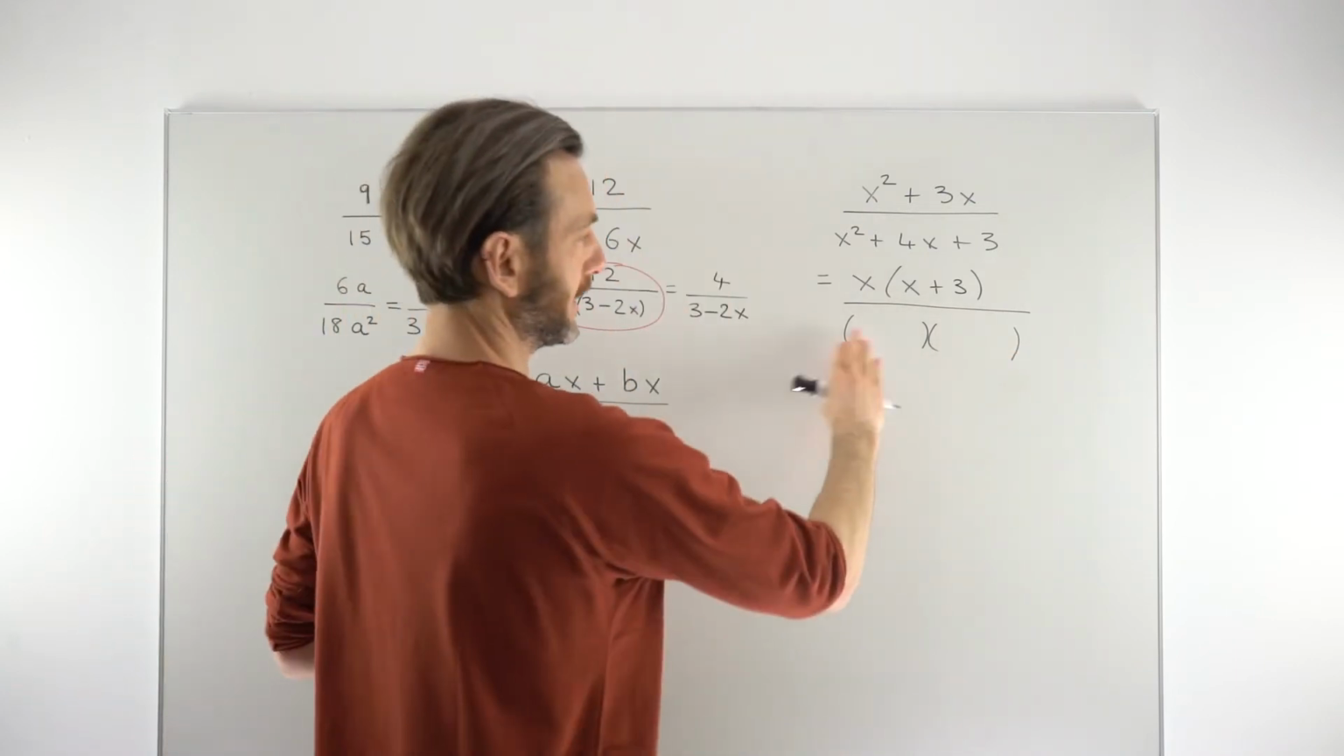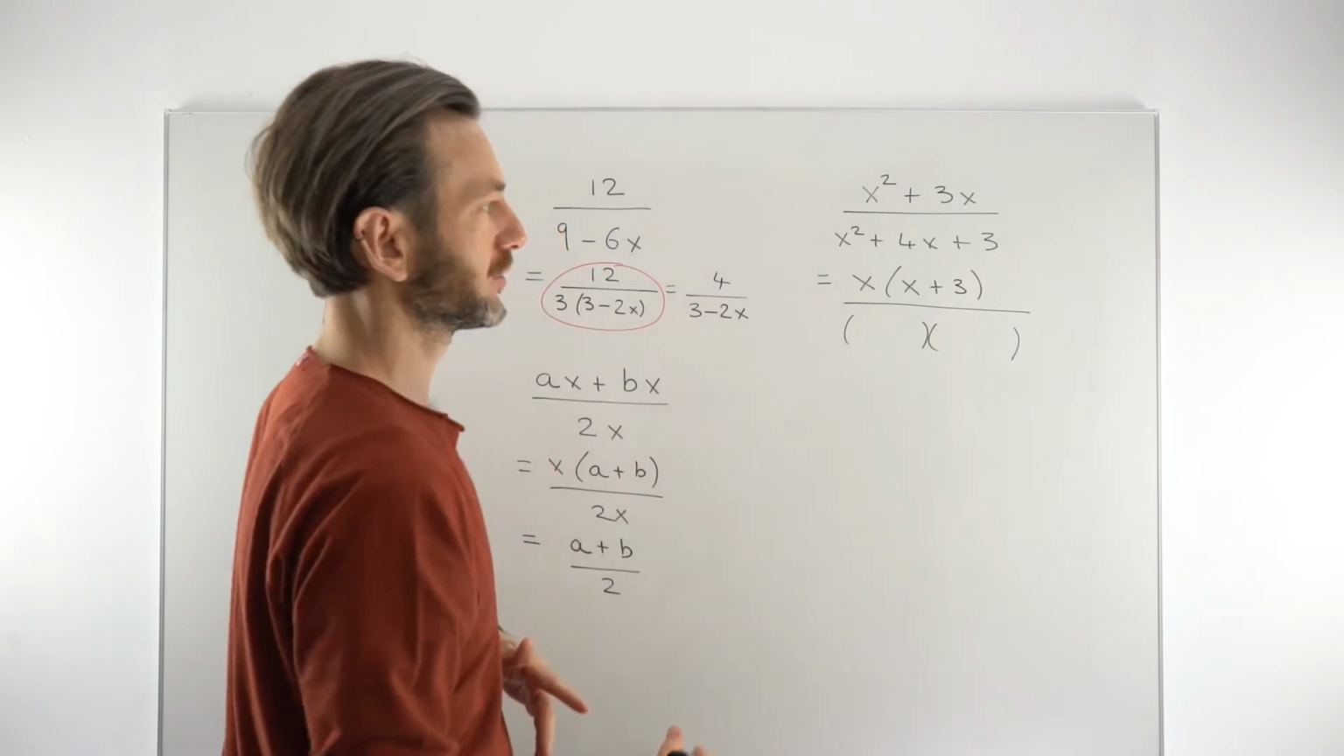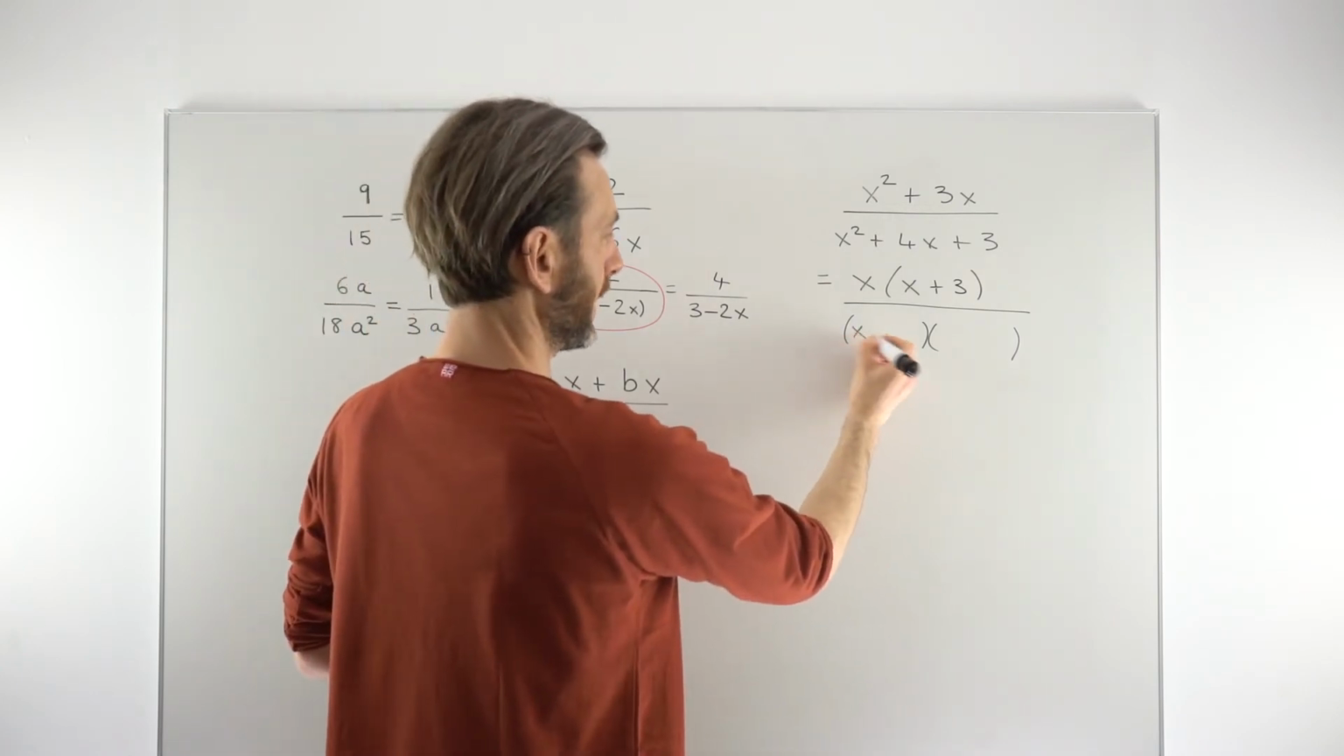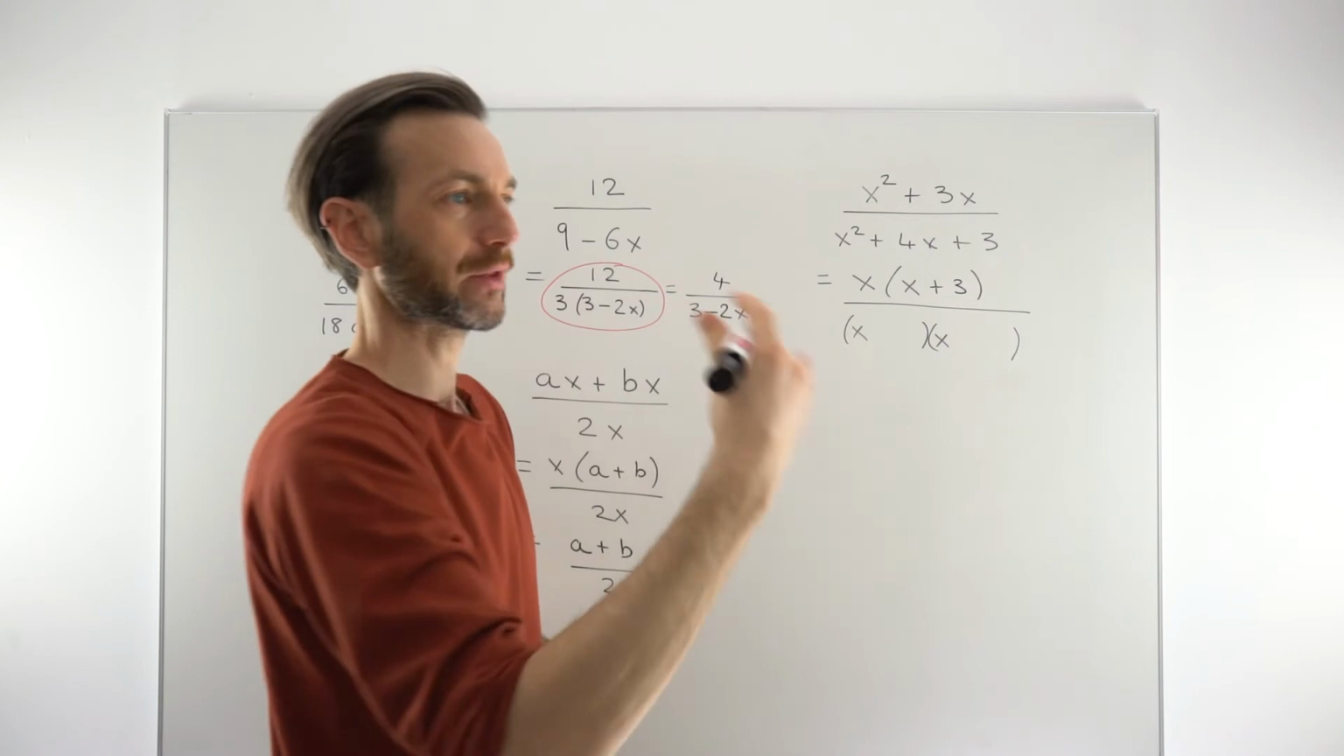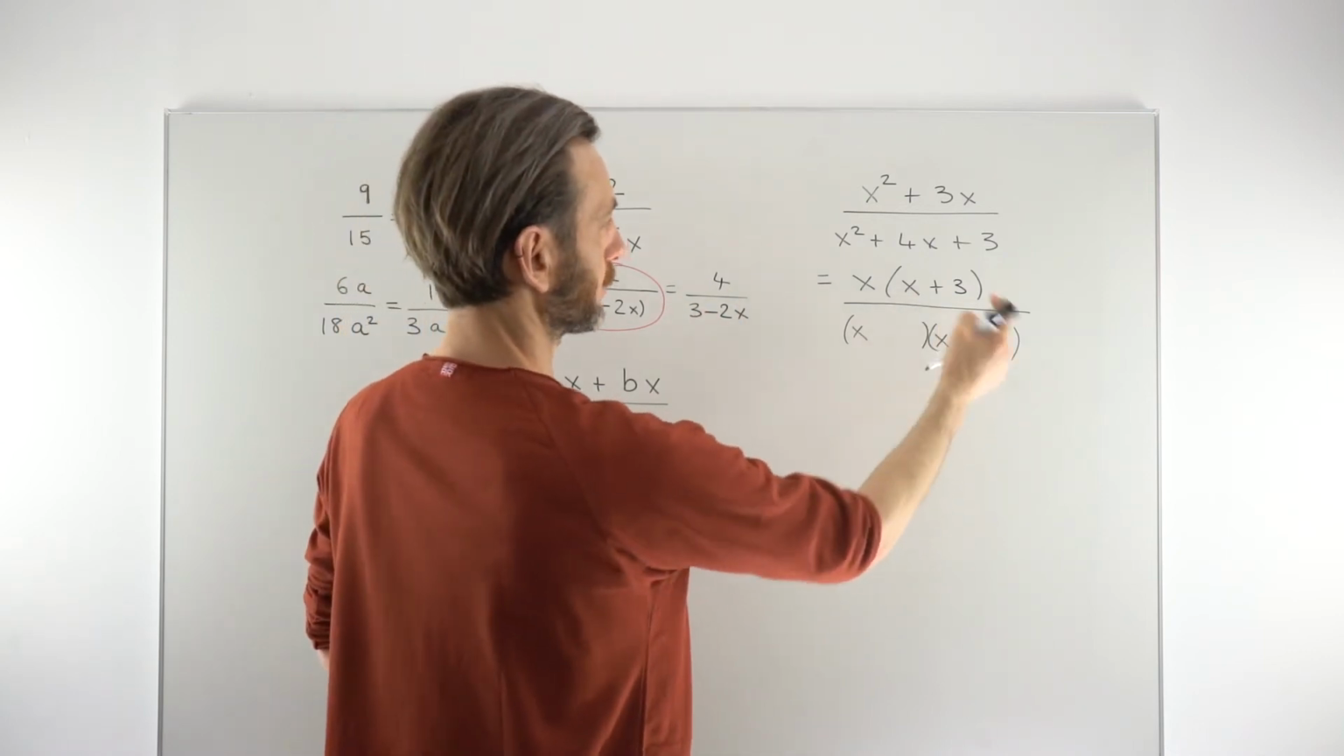Don't go straight to just writing that in. Think about the factorising first. So that trinomial would factorise with an x and an x. And we've got this expectation that one of the brackets will be x plus 3.